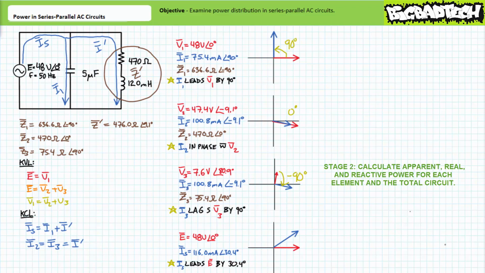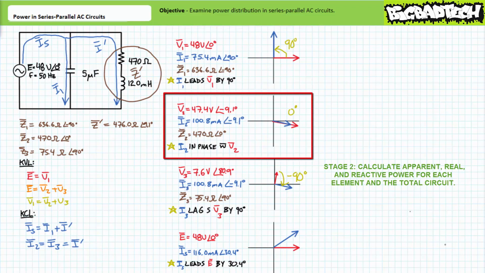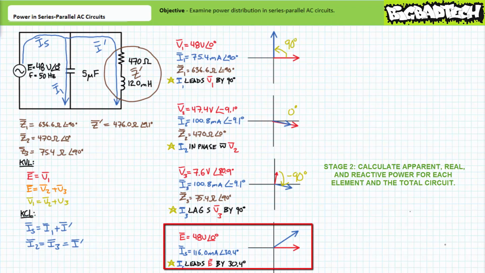Look at the phasor diagram and ask yourself this simple question: does current lead or lag voltage, and if so, by how much? The phasor diagram for Z1 indicates current leads voltage by 90 degrees. The phasor diagram for Z2 indicates current is in phase with voltage. The phasor diagram for element Z3 indicates current lags voltage by a relative 90 degrees. Finally, the phasor diagram for the complete circuit demonstrates that source current leads supply voltage by approximately 30.4 degrees.